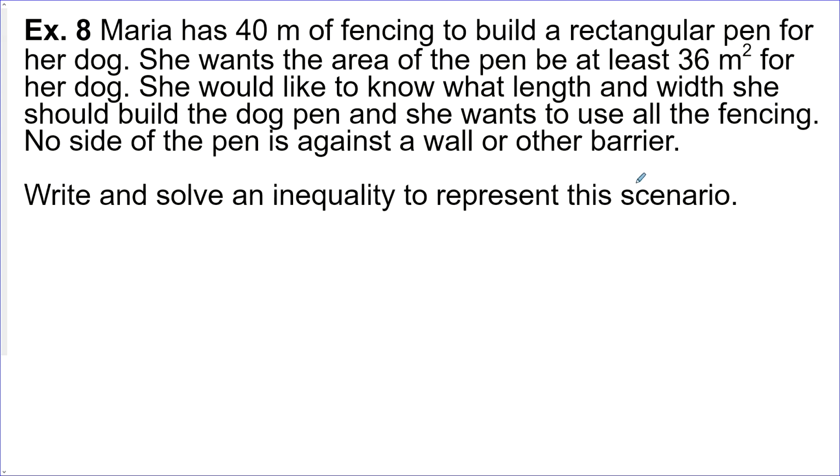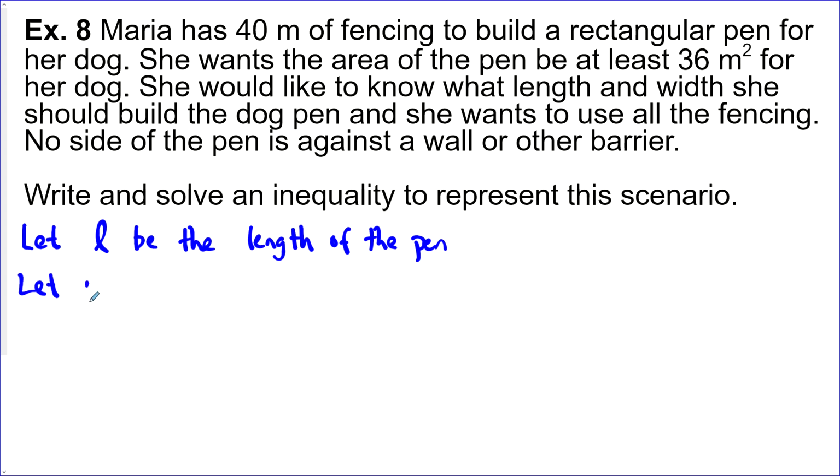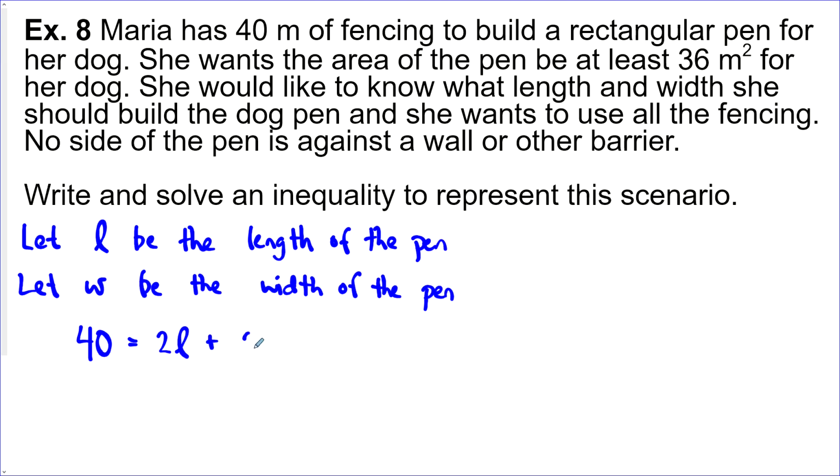They are by themselves. First, we need some variables here, so let L be the length of the pen, and let W be the width. Now we've got some equations we can make. She's got 40 meters of fencing, so that would be the perimeter. So 40 is equal to 2 times the length plus 2 times the width.